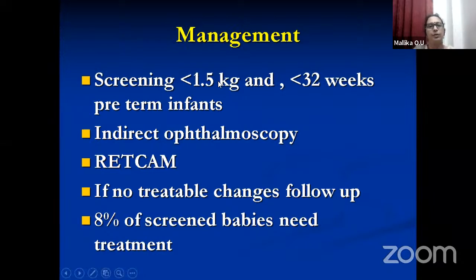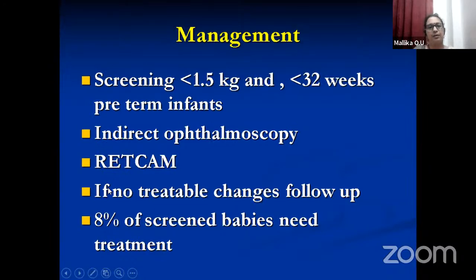So all premature babies, you have to do an indirect ophthalmoscopy to see the periphery of the retina. In the first class itself, I mentioned the indirect ophthalmoscopy with a condensing lens, plus 28 diopter, which is very essential for doing screening in patients with suspected retinopathy. RedCam is another instrument that can be used to screen the babies in the periphery.